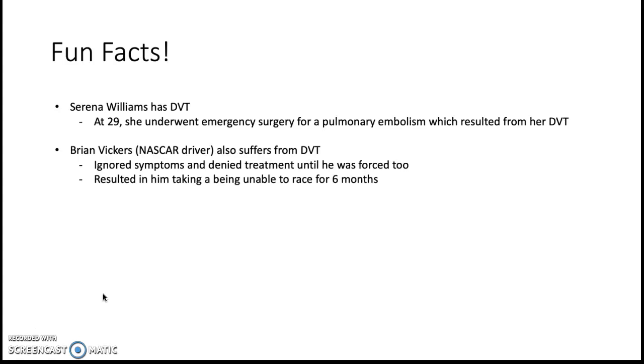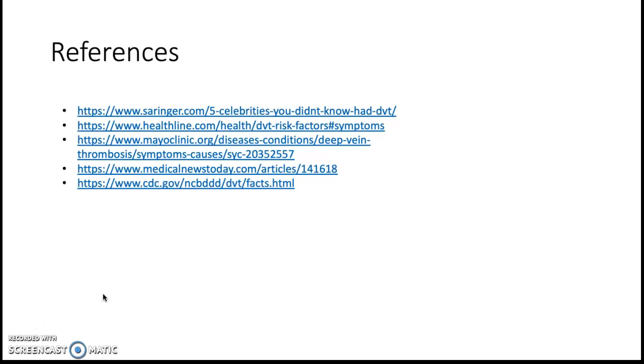This resulted in him being unable to race for 6 months because the doctors were forced to step in and treat his condition. Here are some references I used.